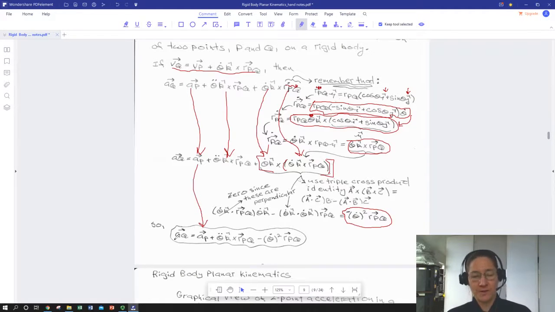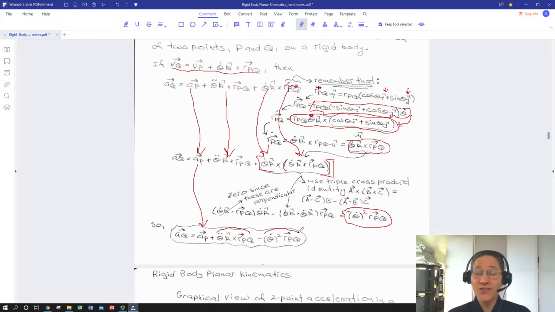So we end up with the acceleration of our point Q with respect to reference frame F, outside of the rigid body, or positioned somewhere that doesn't move with the rigid body, is the acceleration of point P on the rigid body, which we presumably know, plus the product of the rigid body's angular acceleration crossed into our RPQ radius vector, minus the rigid body's angular velocity squared times vector direction RPQ.